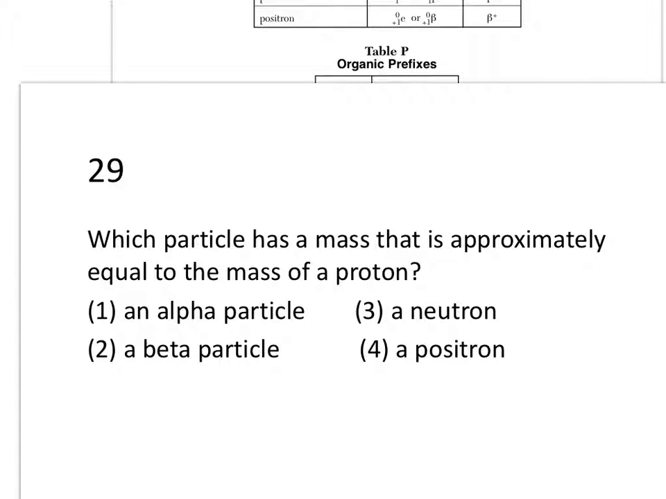Which particle has a mass that's approximately equal to the mass of a proton? Let's take a look at the mass of a proton. The mass of a proton is about 1, which is the top number. We also know that the mass of an alpha is 4, so that can't be it. The mass of a beta is 0, the mass of a positron is 0, and the mass of a neutron is 1. So the correct answer in this case will be the neutron.